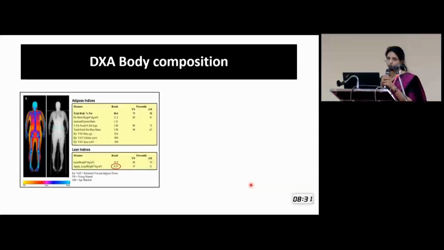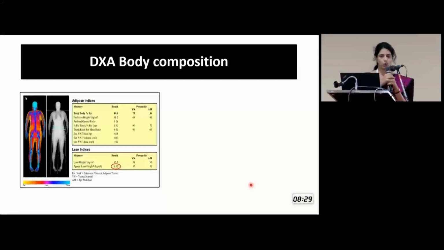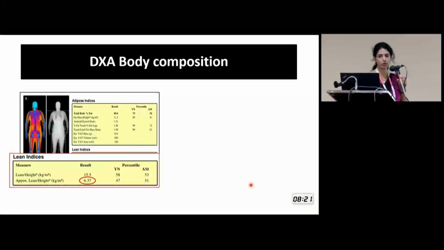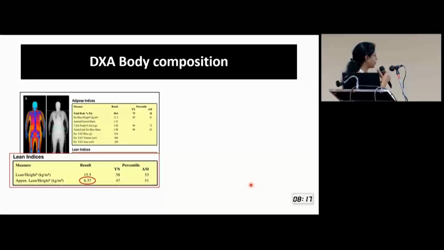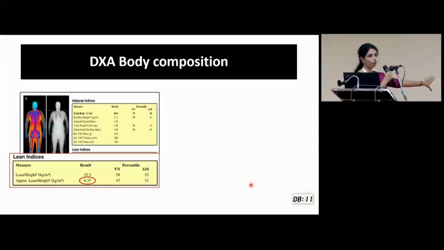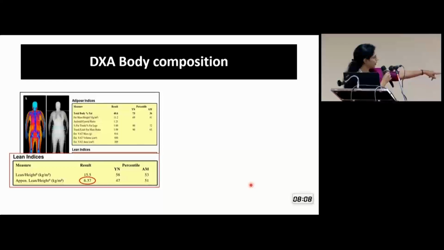So let's look at this patient's report. This is of a 60-year-old lady who's had a body composition done, and I'm just looking at the lean indices. When you look at the report, you get two things. One is the indices, that is lean height squared and appendicular lean mass per height squared. This is above the cutoff, so operationally we don't define it as low muscle mass.